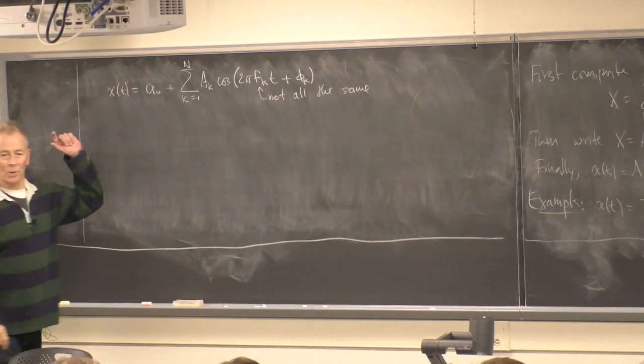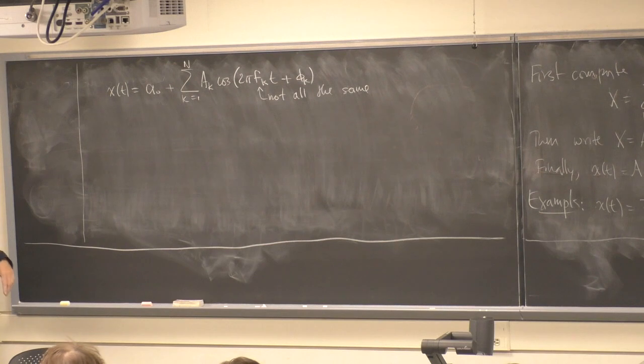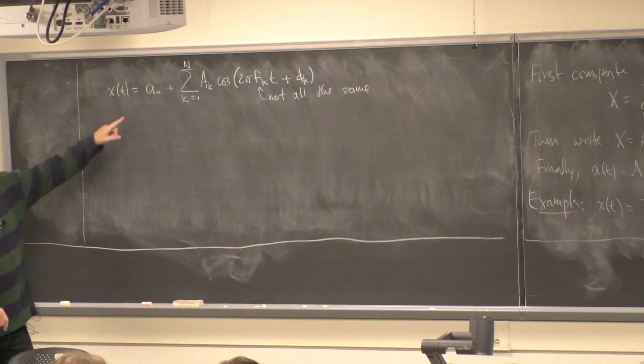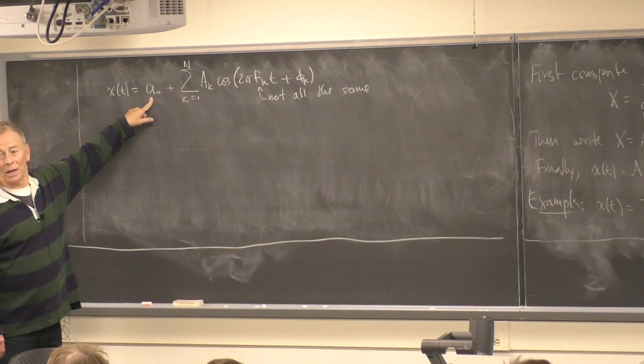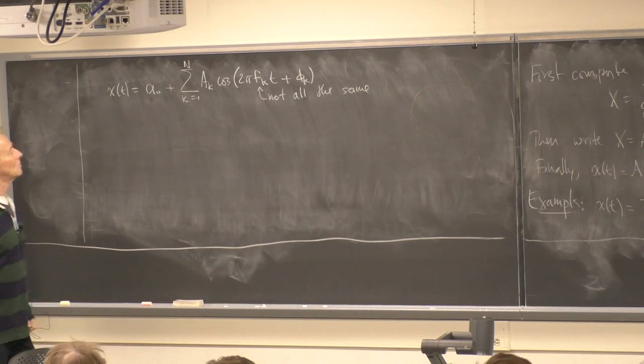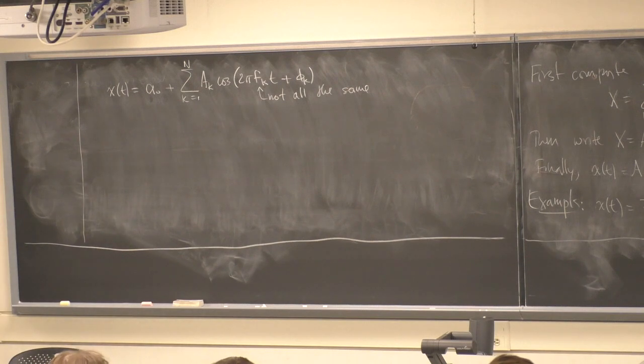And why am I allowing a real number out there? Well, we noted last time that you can think of any constant as a zero frequency cosine with amplitude the absolute value of that constant, and phase either 0 or pi, depending on whether the constant is positive or negative. Okay, so we'll come back to that. But anyway, that's the kind of x of t we're going to be thinking about.